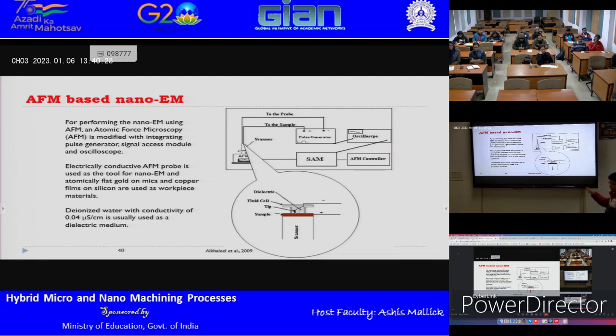This was done by Professor Rajurkar's group. We were in the same group, but his student tried something slightly different from what we were trying: deionized water instead of dodecane. So here the workpiece was changed, the tool was changed, and the system was changed, but it also worked. That means you can modify either AFM or STM to do the nanoscale EDM process.